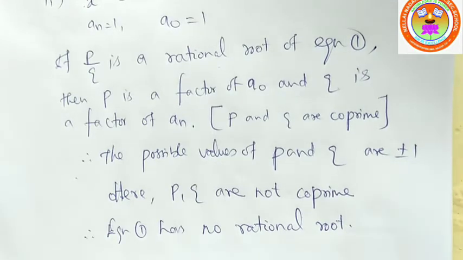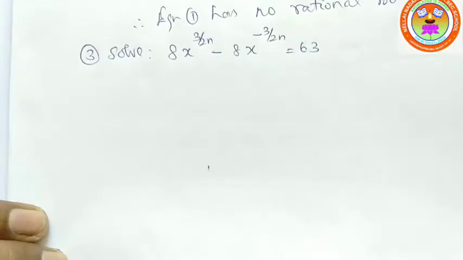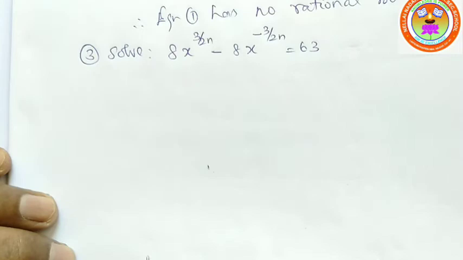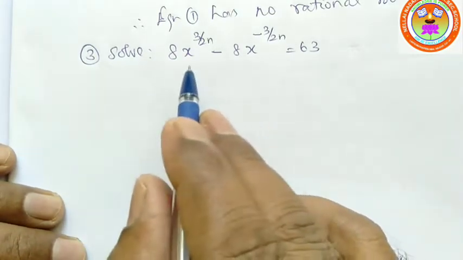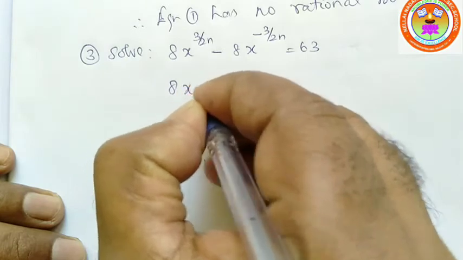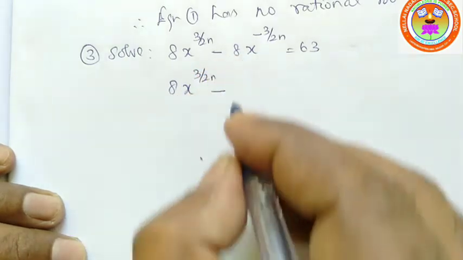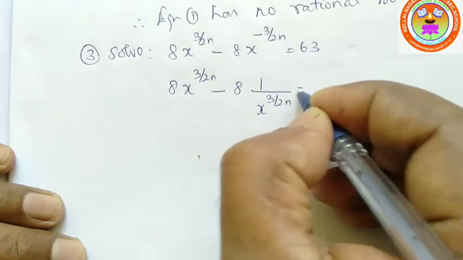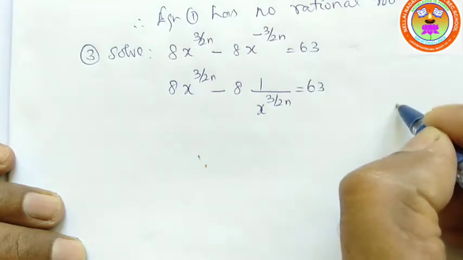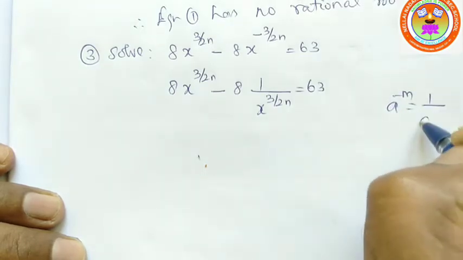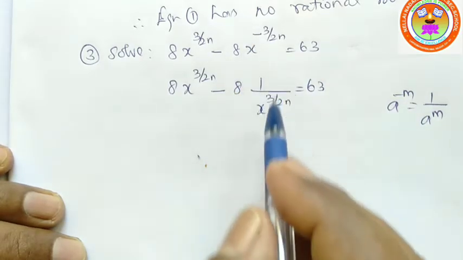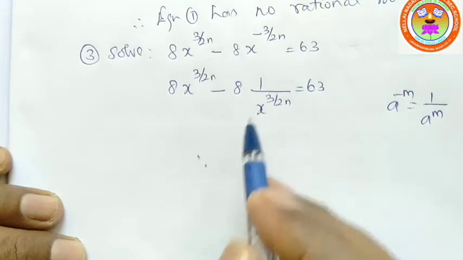Okay. Now we can move on to the next question, question number 3. See this equation, third question. Solve the equation. This equation can be rewritten as 8x raised to 3 by 2n minus 8 into 1 by x raised to 3 by 2n, which is equal to 63. The reason is a raised to minus m can be written as 1 by a raised to m. We have rewritten this negative power as a positive power.